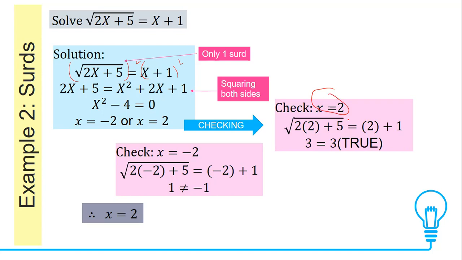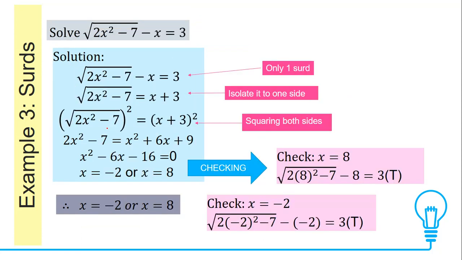Choose x equals 2. Our answer is 3, so it's true. When x equals negative 2, we plug into the left hand side and right hand side of this equation. We obtain left hand side is 1, the right hand side is negative 1, so it is false. This means we only have one answer, x equals 2. We need to discard x equals negative 2.